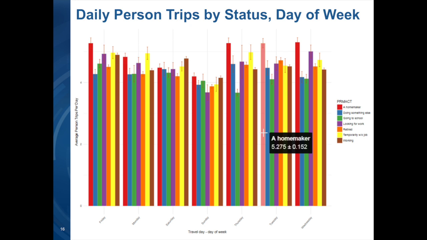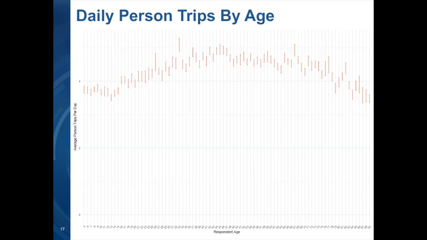and immediately I'm looking at my homemakers traveling more across every day of the week. Pretty competitive with people temporarily without a job, but not really. So it's pretty interesting to see workers tend to fall maybe in the middle of person types for travel. Again, you have your margins of error, which have increased because we've broken apart the sample, of course. Just important to see.